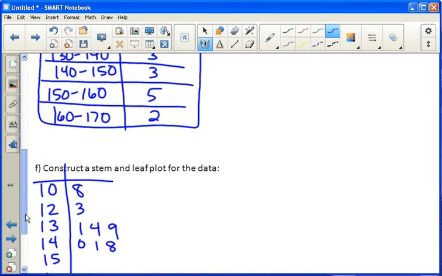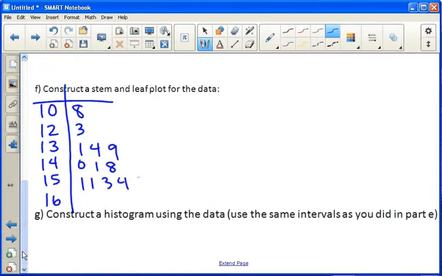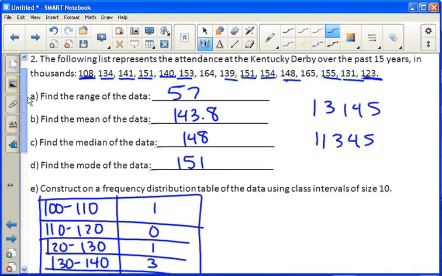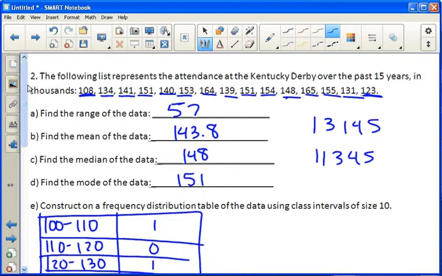And then in the 160s, there's just 2 of them. That's 164 and 165. So we put a 4 and a 5. That's what the stem and leaf plot should look like.